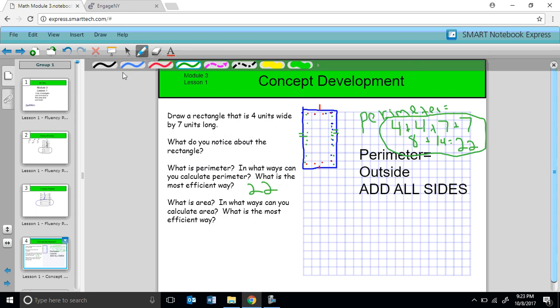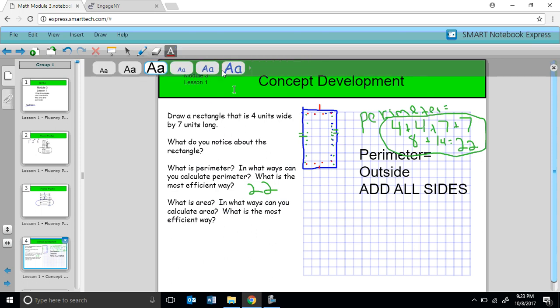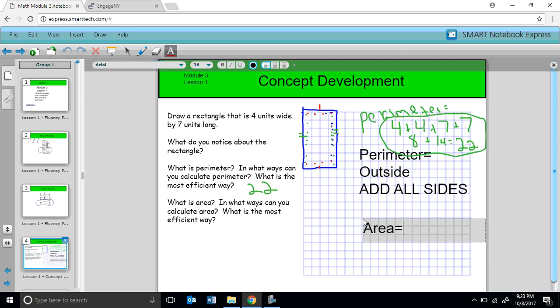All right, the next one says, what is area? In what ways can you calculate area? What is the most efficient way? Well, for area, there's really only one way to calculate, but area is the inside. You times the length and width.